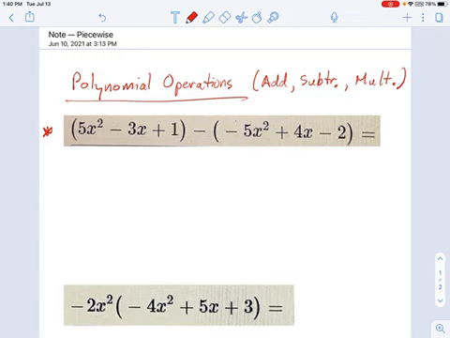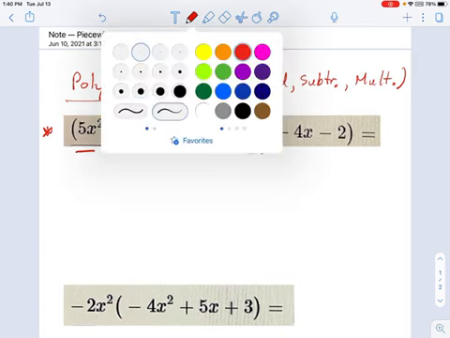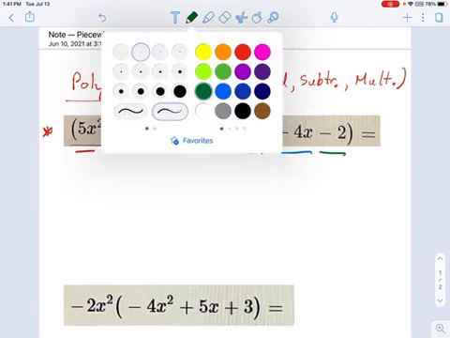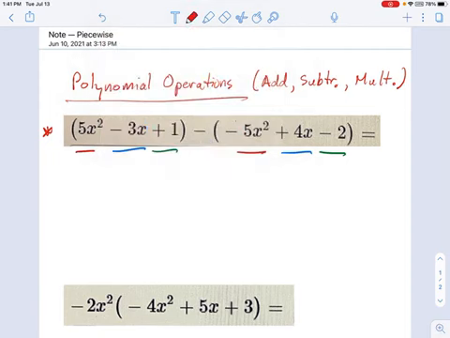And you can see there's some things that are in common, like I have an x squared term here and an x squared term here. I have, let's use a different color for this, an x term here and another x term here. And I have just a simple number term in the green spots. So what you do when you're adding or subtracting polynomials is you just group things together according to the terms.